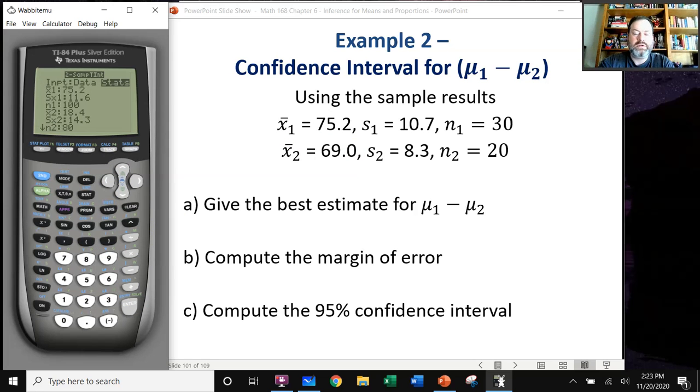75.2, 10.7, 30, 69, 8.3, 20. Confidence level was 95%, so that stays the same. Pooled, we don't use pooled. Oh, keep going down and then hit calculate. So there's your confidence interval at the top.